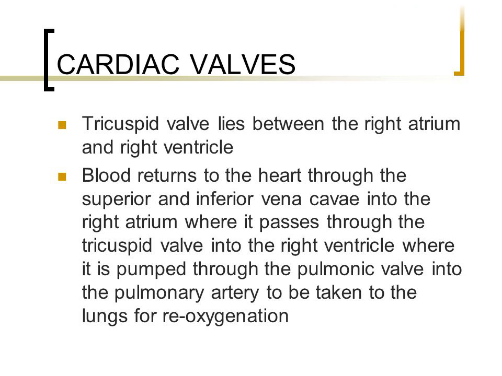Cardiac valves. The tricuspid valve lies between the right atrium and right ventricle. Blood returns to the heart through the superior and inferior vena cava into the right atrium, where it passes through the tricuspid valve into the right ventricle, where it is pumped through the pulmonic valve into the pulmonary artery to be taken to the lungs for reoxygenation.